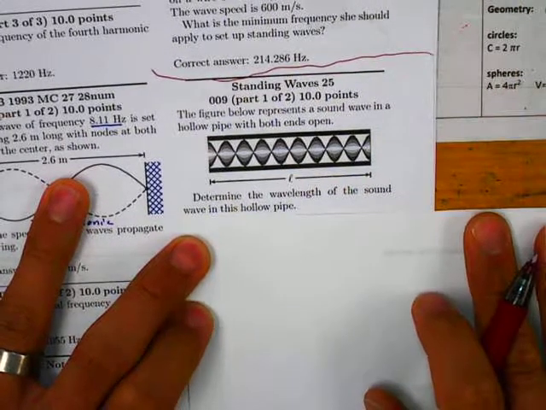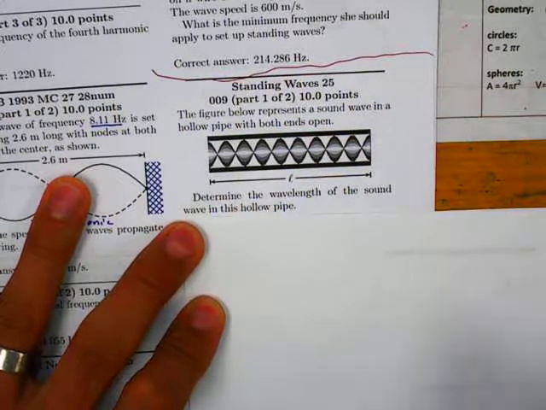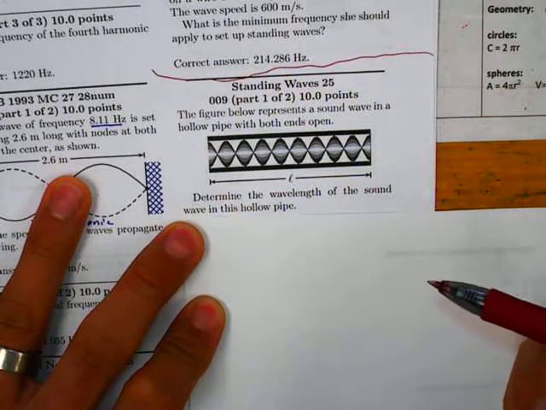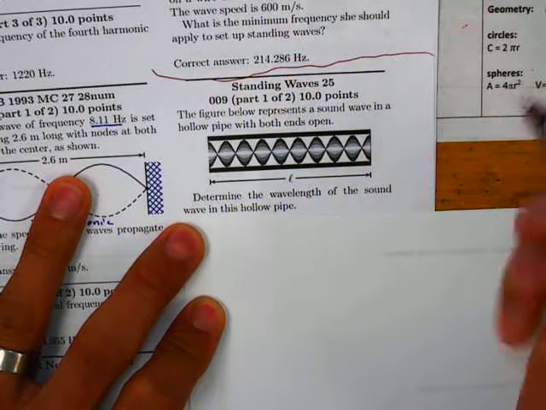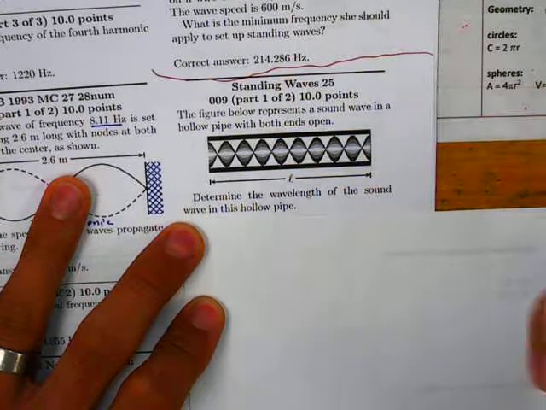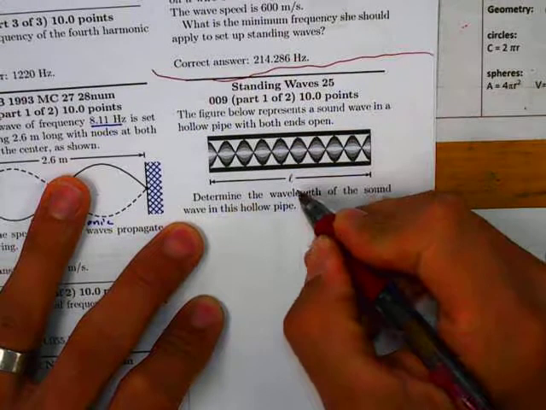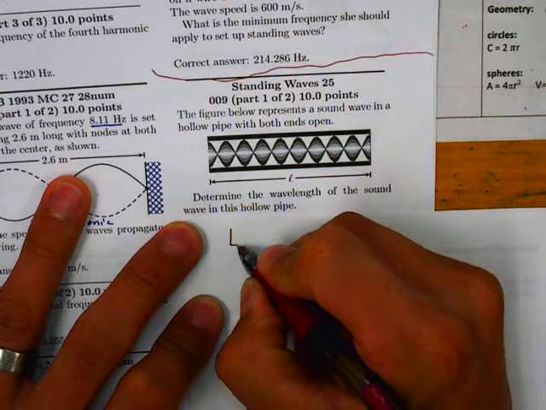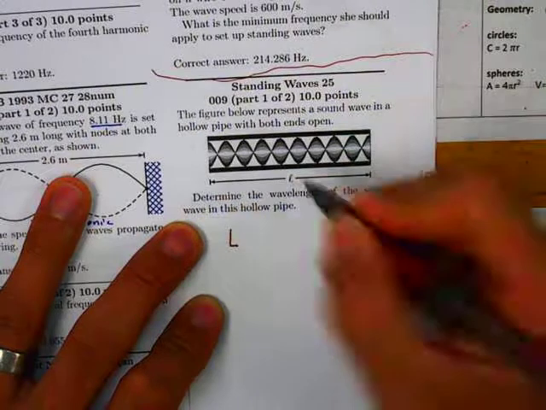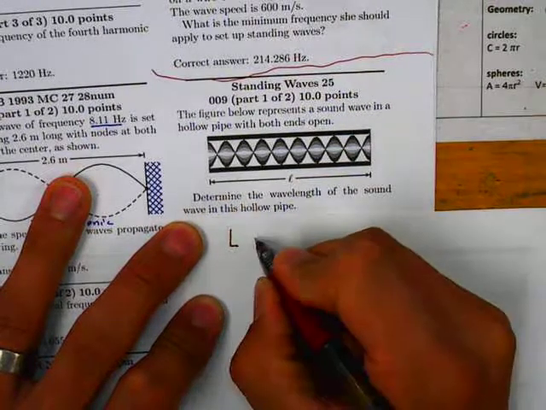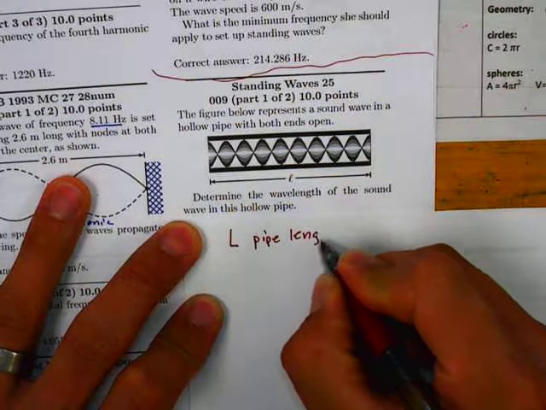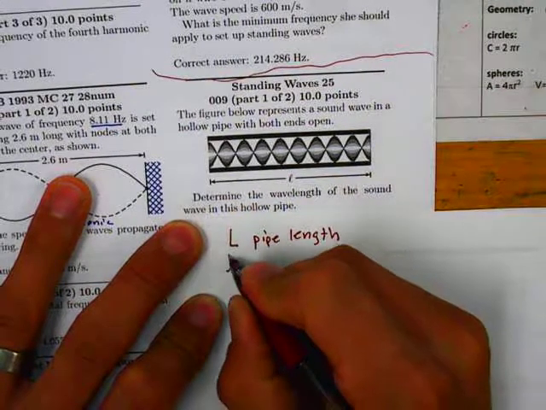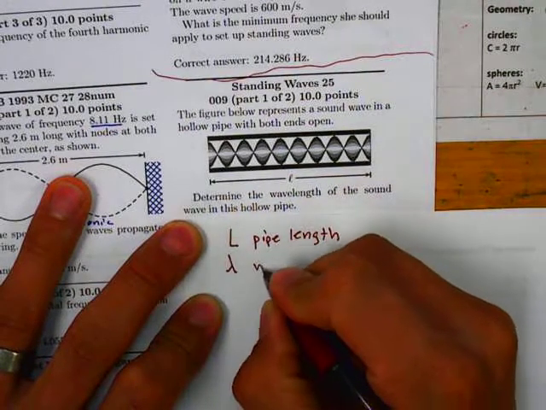Okay, here's the second half of the assignment. We got these pipes and we got all these pictures that really, for everything, what we need to be able to do is deal with L. In class we use capital L, UT uses little l, which is pipe length. And we have to be able to relate that to lambda, which is wavelength.